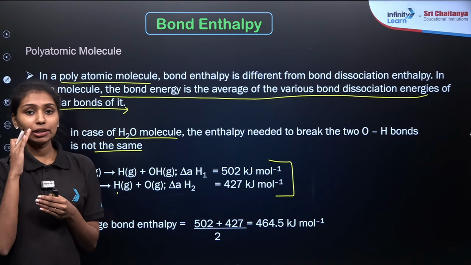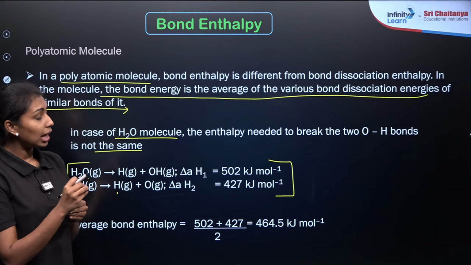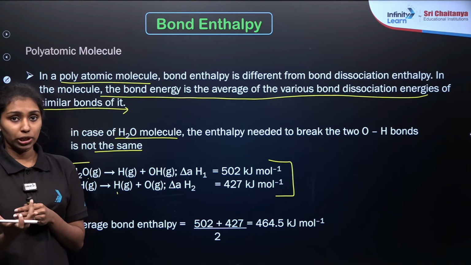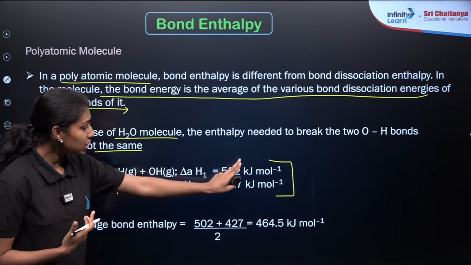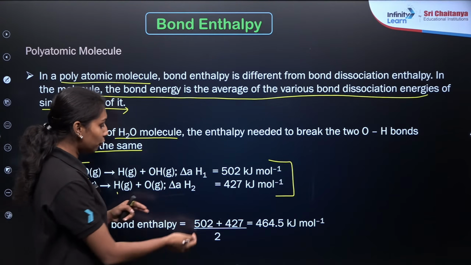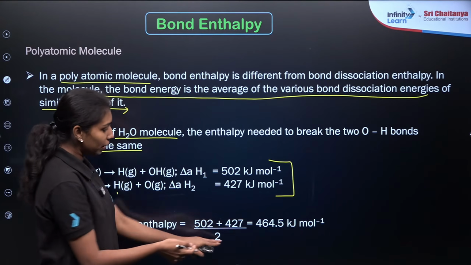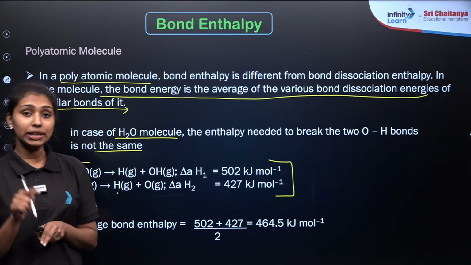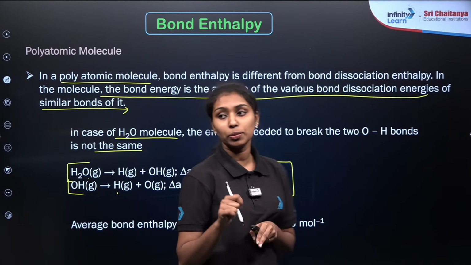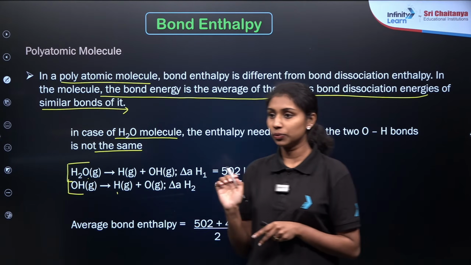If you want to find the bond dissociation enthalpy of a polyatomic molecule, which means it contains more than two atoms, we just take the average of these two values. That's why I'm taking 502 plus 427 divided by 2, which equals 464.5 kilojoule per mole, the bond dissociation enthalpy of the polyatomic molecule water here.